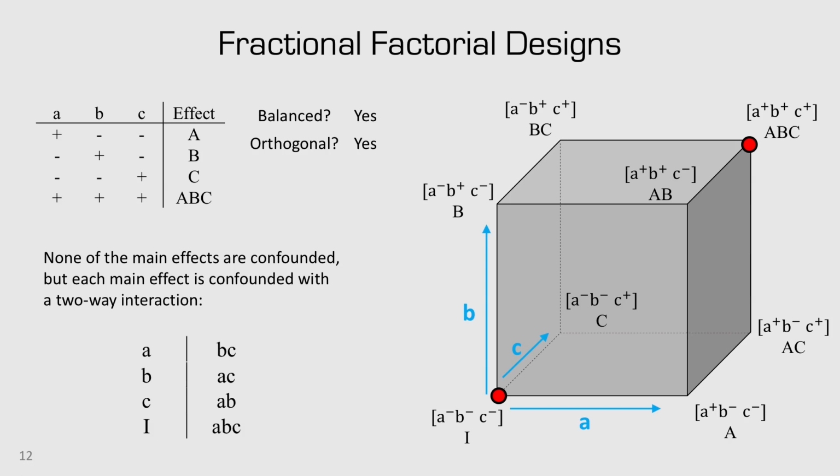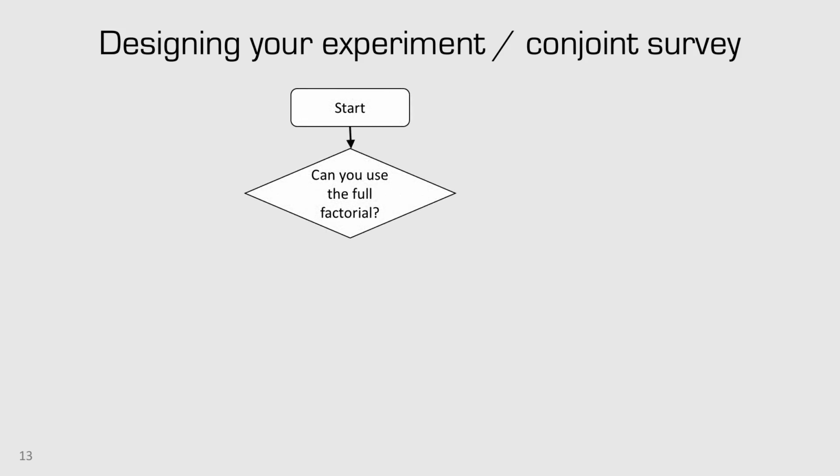So in general, if you're only interested in main effects, an orthogonal design could be an efficient choice for your design. But if you're interested in interaction effects, it may leave you unable to explain certain interactions. When you're designing your experiment, consider the following different questions. First, can you use the full factorial design? If you don't have too many attributes and each of those attributes don't have too many levels, then you may be able to use the full factorial design.